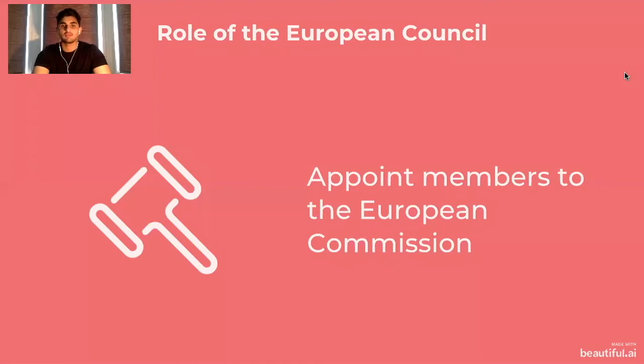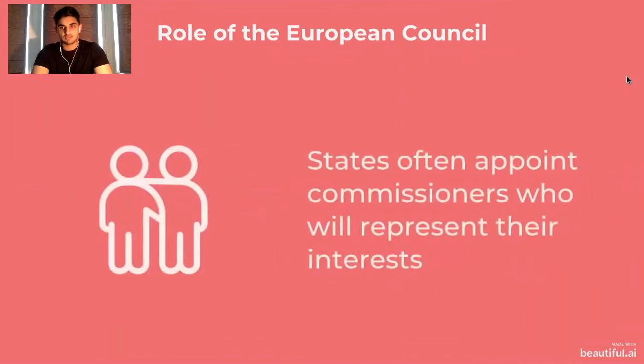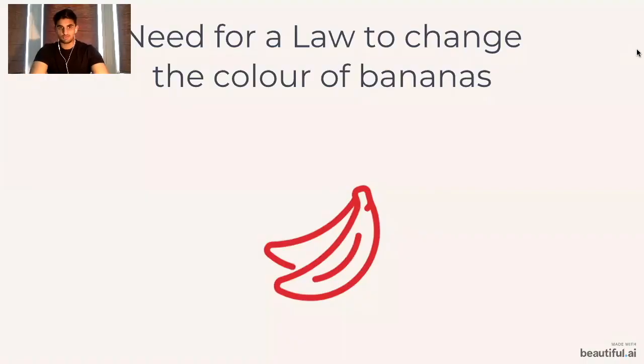The role in the legislative process is to appoint members to the European Commission, which states will often appoint commissioners who will represent their interests, right? So they're not going to appoint a commissioner who isn't going to toe the country's party line. And this is where we come to the law that we're going to discuss or use as an example throughout the discussion of institutions.